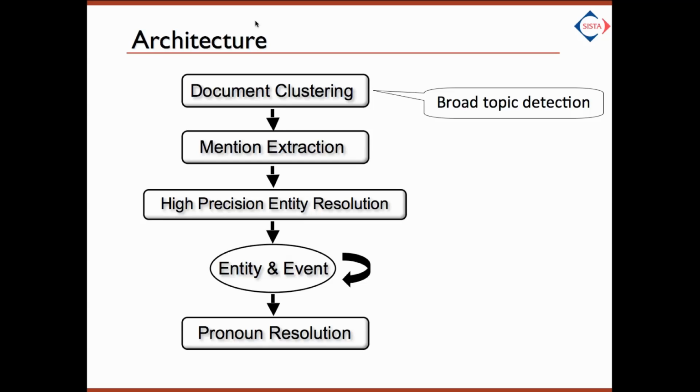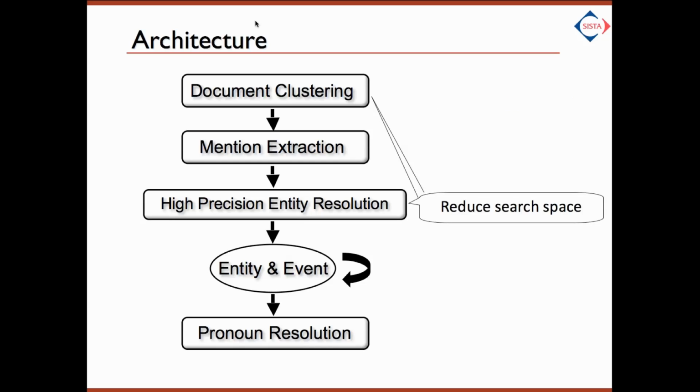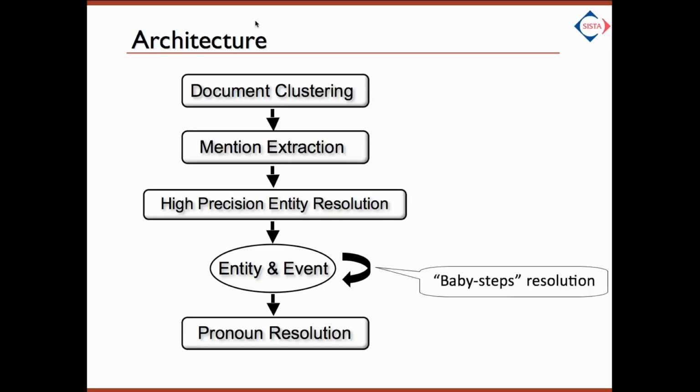The second step is mention extraction. I'll say a few words about that, but it's very close to what we did in the other system. Then we apply all the sieves from the previous system to cluster entities without pronouns. I'll get back to pronouns. Once we have clusters of entities, we use those clusters as yet another implementation of the baby steps framework to incrementally cluster events and nouns. And now the focus of this talk is going to be here.